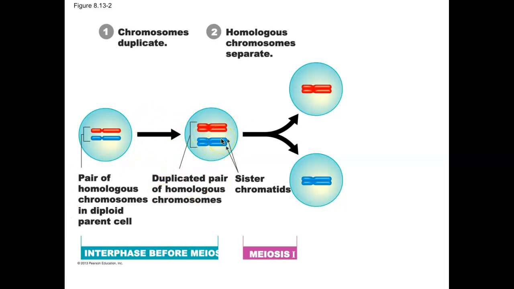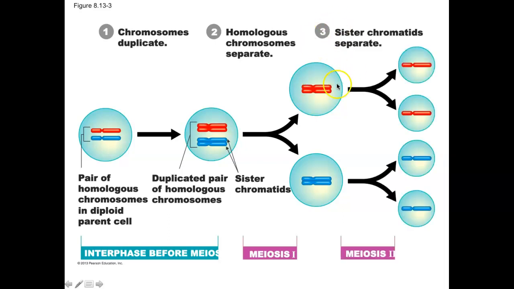In meiosis 1, the whole thrust of meiosis 1 is to separate the homologous pairs. Okay, because ultimately what we want are gametes with just one homolog. Meiosis 1 does not separate the sister chromatids. That's what meiosis 2 is for. So meiosis 2 will separate the sister chromatids into those separate cells. All right, so again, meiosis 1 is to separate the homologous pairs. Meiosis 2 is to separate the sister chromatids.